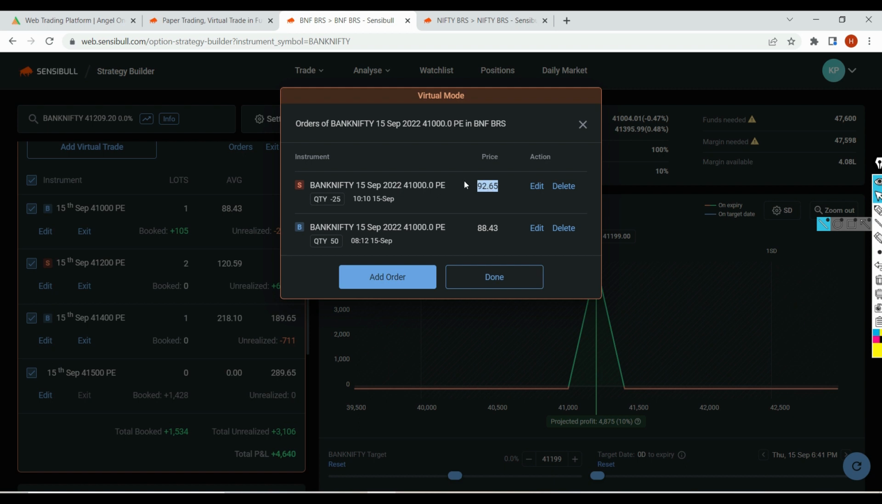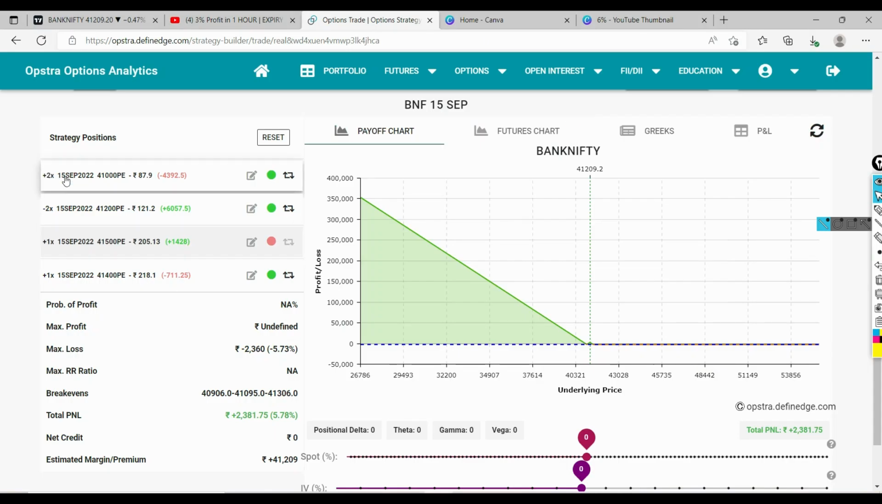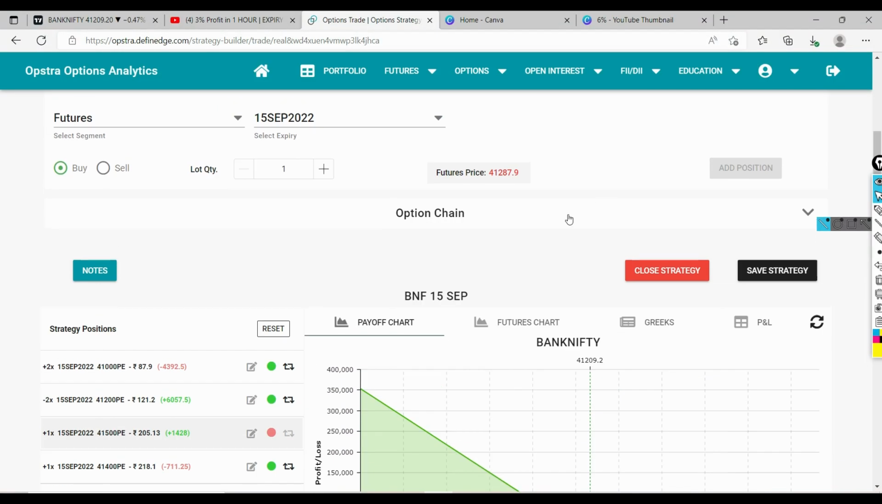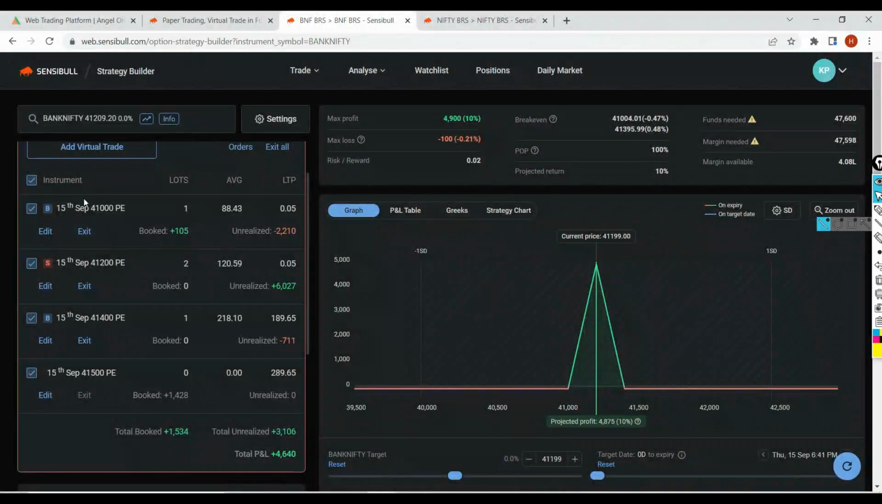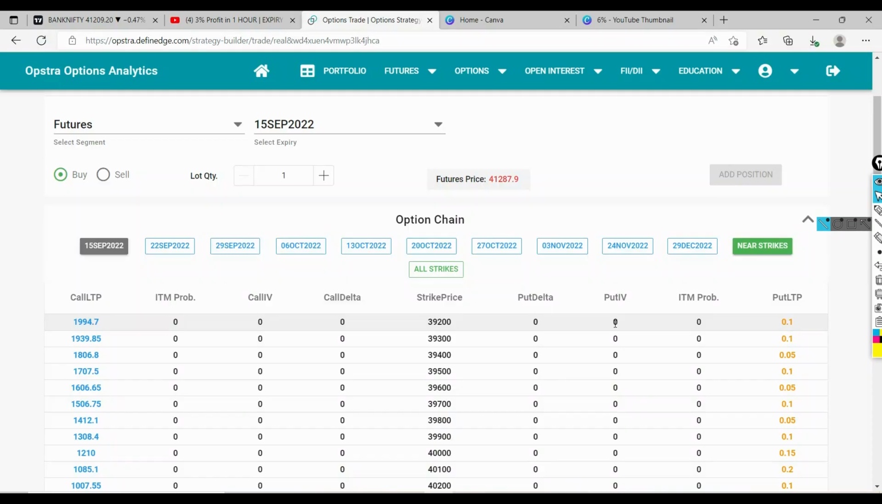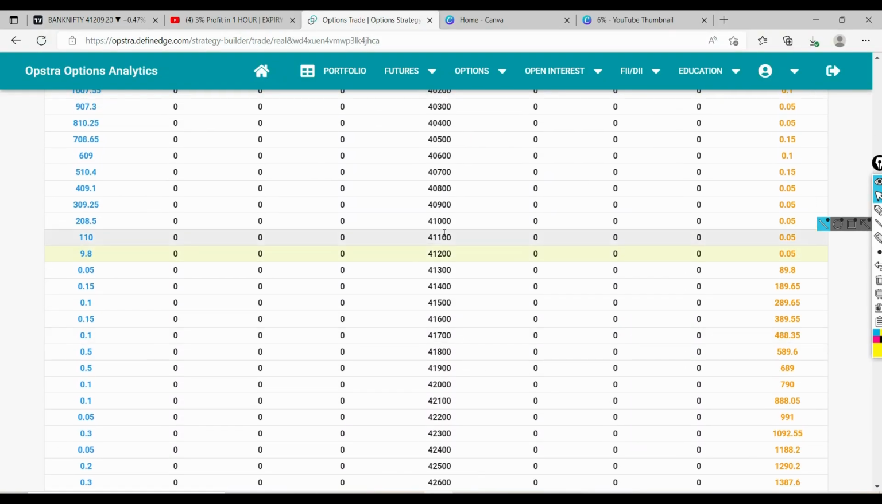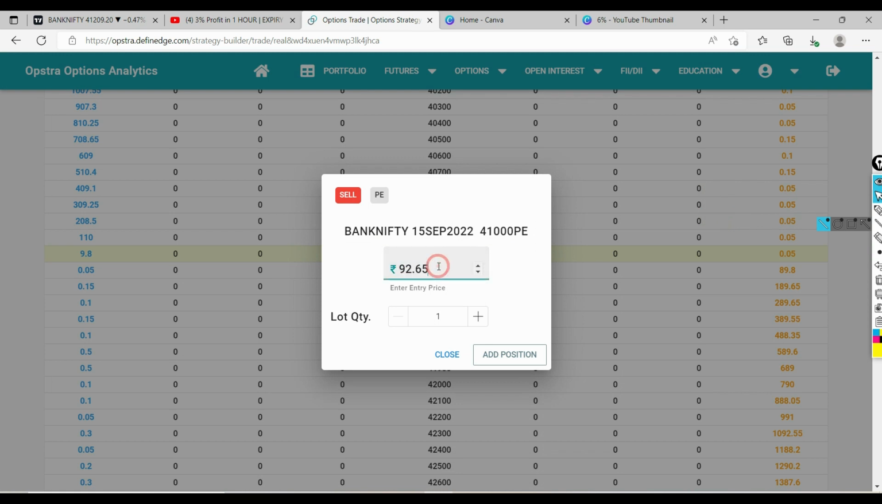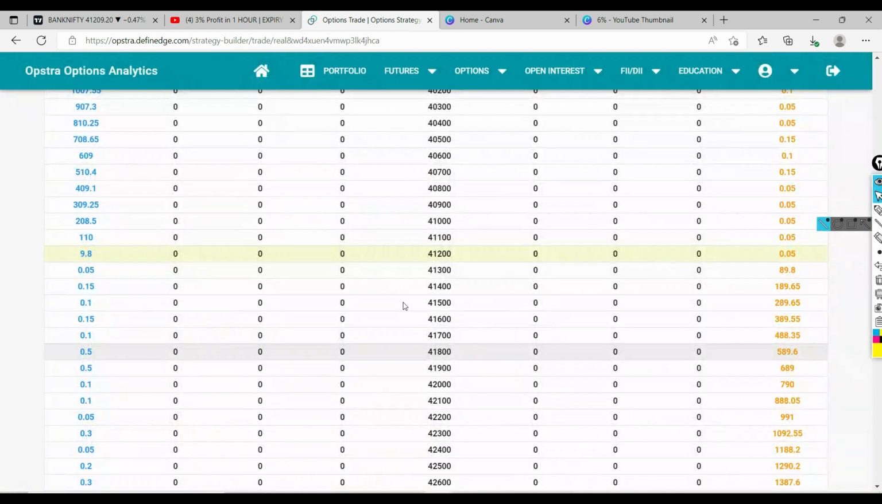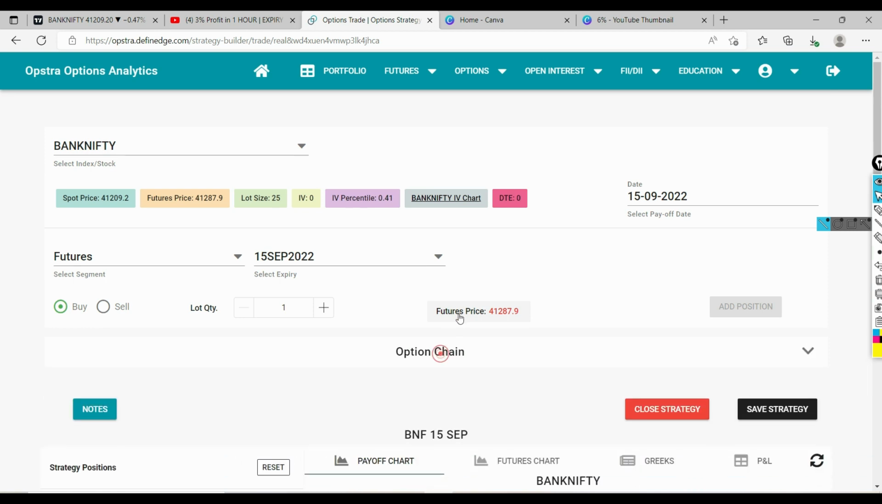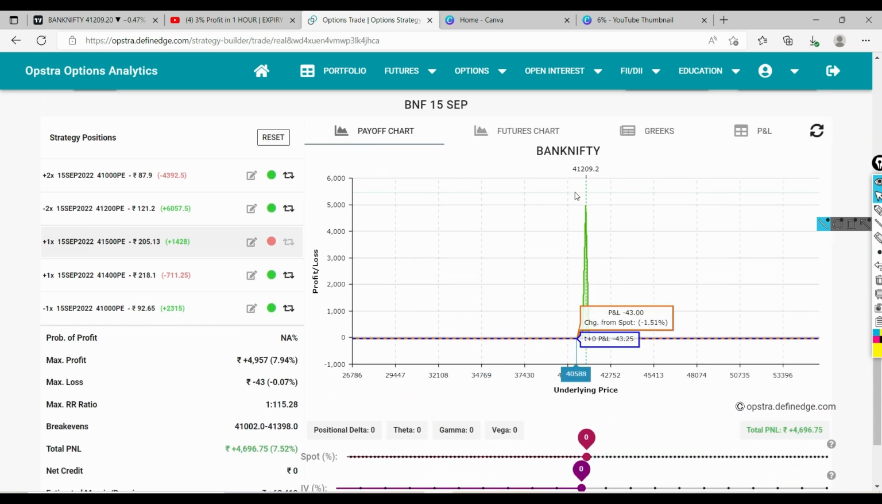So what I've done, I've just squared off one lot from here. I cannot just square it off here. I have to go to the option chain. I have to sell the 41,000 PE, because when I square off, I have to sell it. Where is the 41,000 PE? This one, right? Let me sell it out for this price. Okay, 92. Hope I've done this right, because this is where the sensible LP is. Yeah, perfect. We are at the right position.